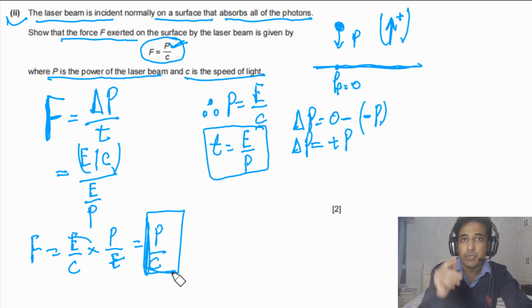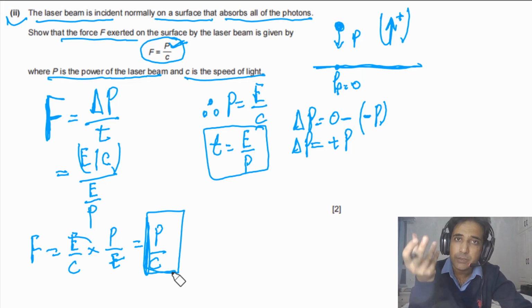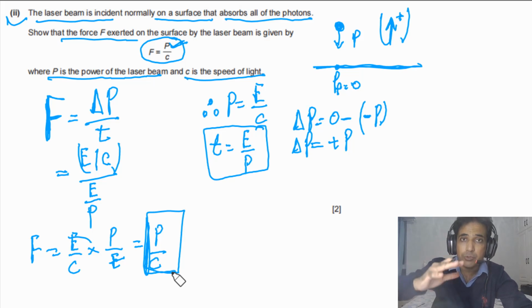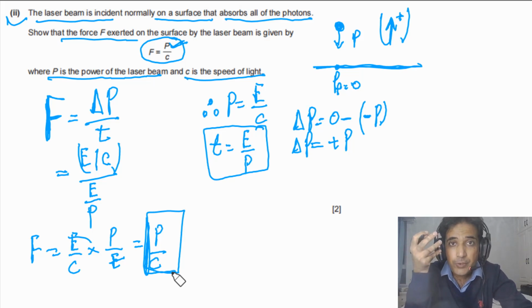This is the way you need to answer. When you answer questions in physics, try to develop your understanding, because physics is a way of thinking about how to answer problems.